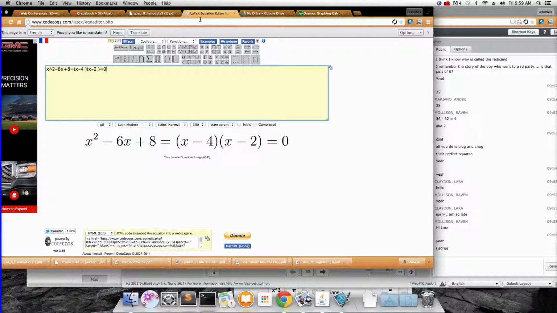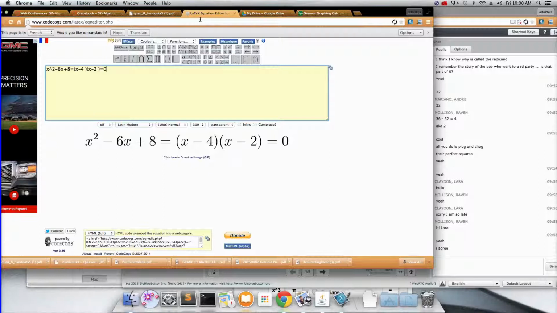Factoring is a nice, quick way of solving the problem. It's not always doable. The quadratic equation will always work. Even if it's something easy like factoring, the quadratic equation will work on it. Does that make sense?